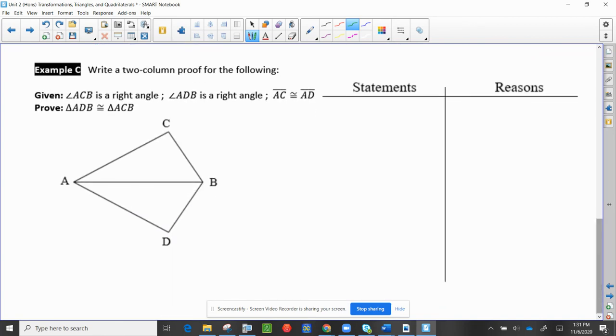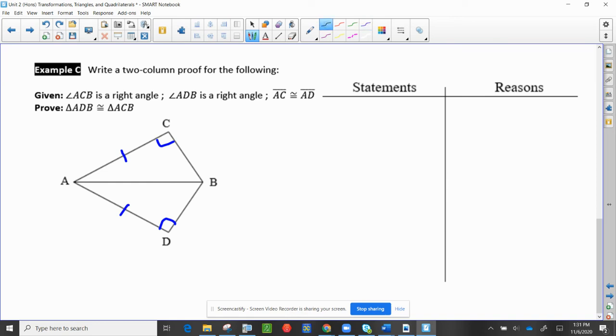So let's just finish this off with a proof. So we're going to write a 2-column proof for this statement here. So it says angle ACB is a right angle. So I'm going to mark that in my picture. And angle ADB is a right angle as well. So let's mark that. They said that AC is congruent to AD. AC and AD. We're going to prove that these two triangles are congruent.